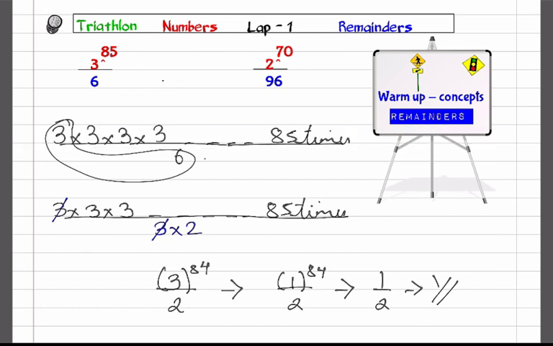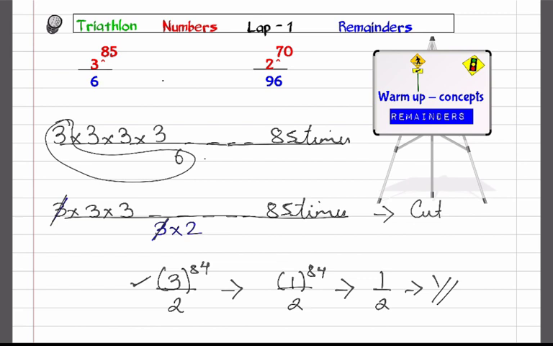I cut this 3. So what is left now? 3 raised to 84 divided by what? 2. Now remember, you have cut the remainder. Okay, you have cut the remainder. So the final answer will change. Whatever is the final answer that I'll get, I'll have to multiply it by 3 from the rule that we have just learned.